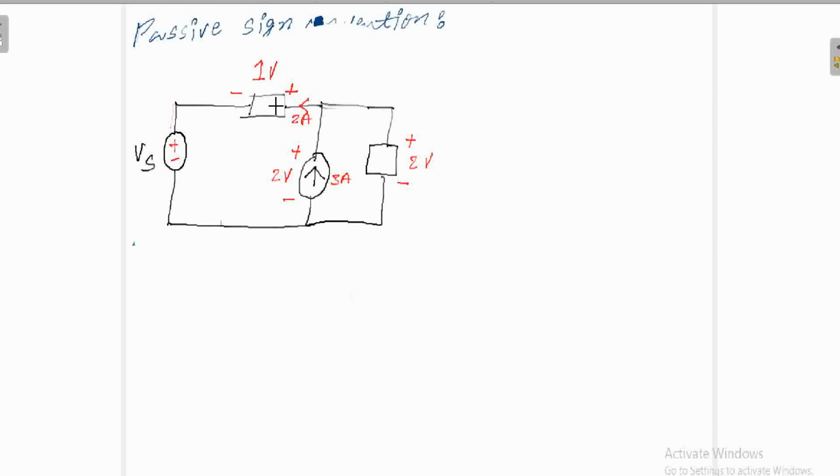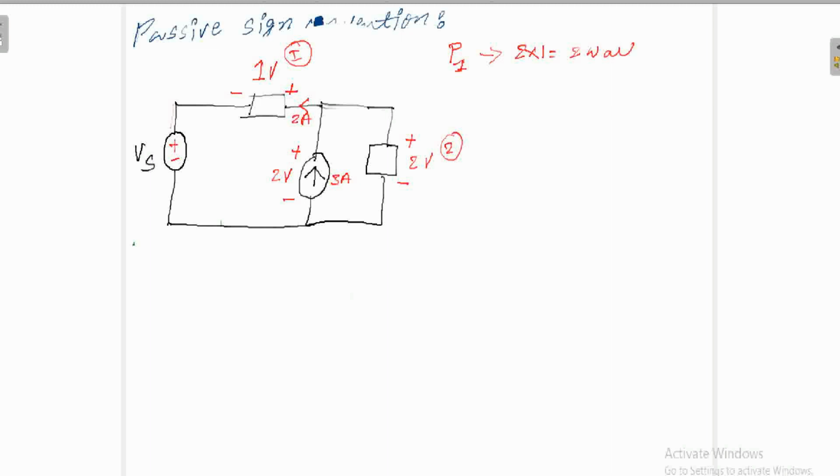So for this element the current is entering into the positive terminal. This is the first element and this is your second element. For the first element, it is obeying passive sign convention. So 2 amperes of current into voltage is equal to 2 watts.